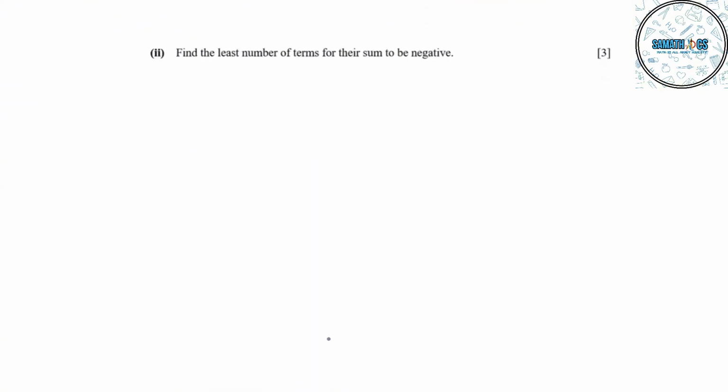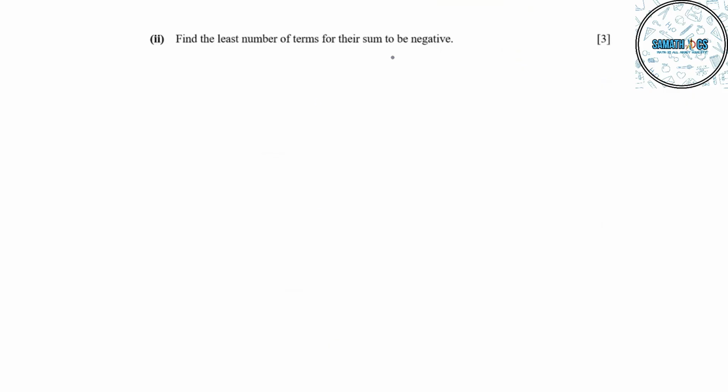Part 2. Find the least number of terms for their sum to be negative. So we have to use the sum formula, which is n upon 2 times 2a plus n minus 1 into d. And the sum must be negative. It means that the sum is to be less than 0.